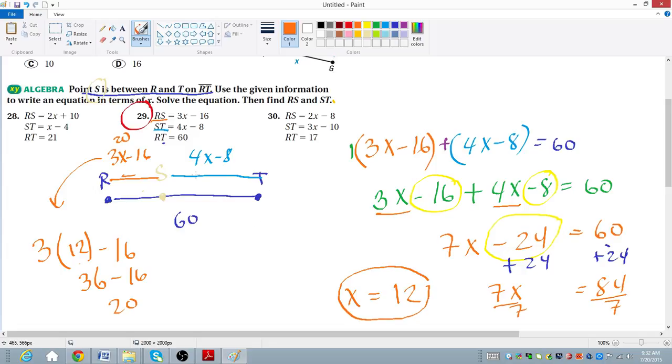And then, well, if this is 20, do I really need to plug x in for here? Not really, because if I know this is 20, then this part has got to be 40. So that's how you do number 29, and that's how you show the work for number 29 as well.